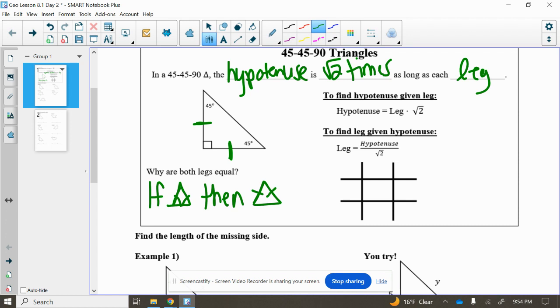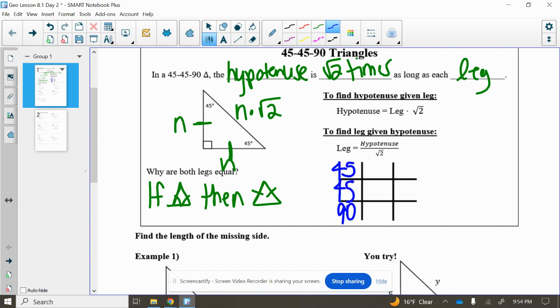And then the pattern that results each time is that whatever number length these sides are, we take that value and multiply it by the square root of 2 to find our hypotenuse. Or if you're given the hypotenuse and you're trying to find one of the two legs, you divide it by the square root of 2. Always make sure you rationalize if necessary.